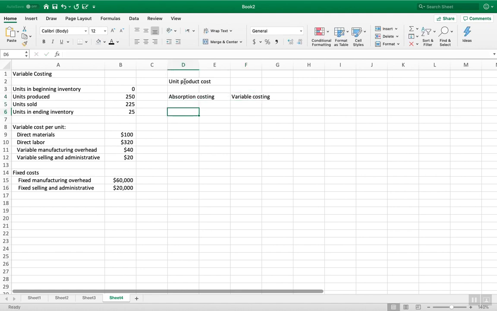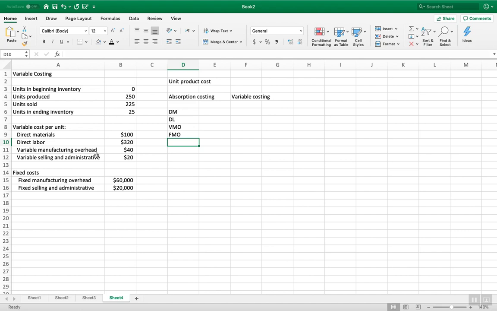So the unit product cost. Now keep in mind what I'm doing up here, unit product cost. Okay, so under absorption costing, we would take our direct material cost, our direct labor cost, our variable manufacturing overhead, and our fixed manufacturing overhead. Now I did not pull in selling and administrative, either variable or fixed, because those are period costs. And those are not attached to the product. Remember, we expense those in the period in which they are incurred. We're looking at product costs, so it's product versus period.